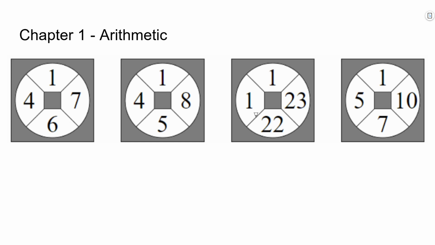So what I got for this one is 1 plus 1 would be 2. 2 times 23 would be 46. 46 minus 22 would be 24. So that number ends up getting bigger than usual here, going up to 46 and then back down. This last one here, we have 7 times 5 is 35, minus 10 is 25, minus 1 is 24.